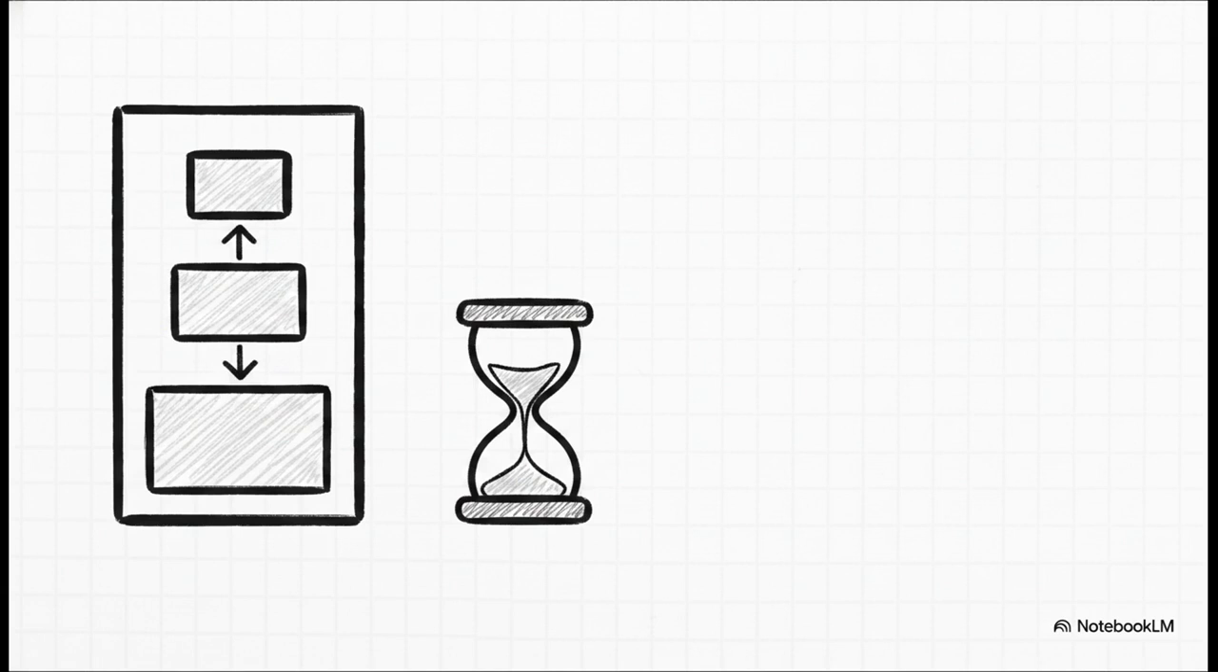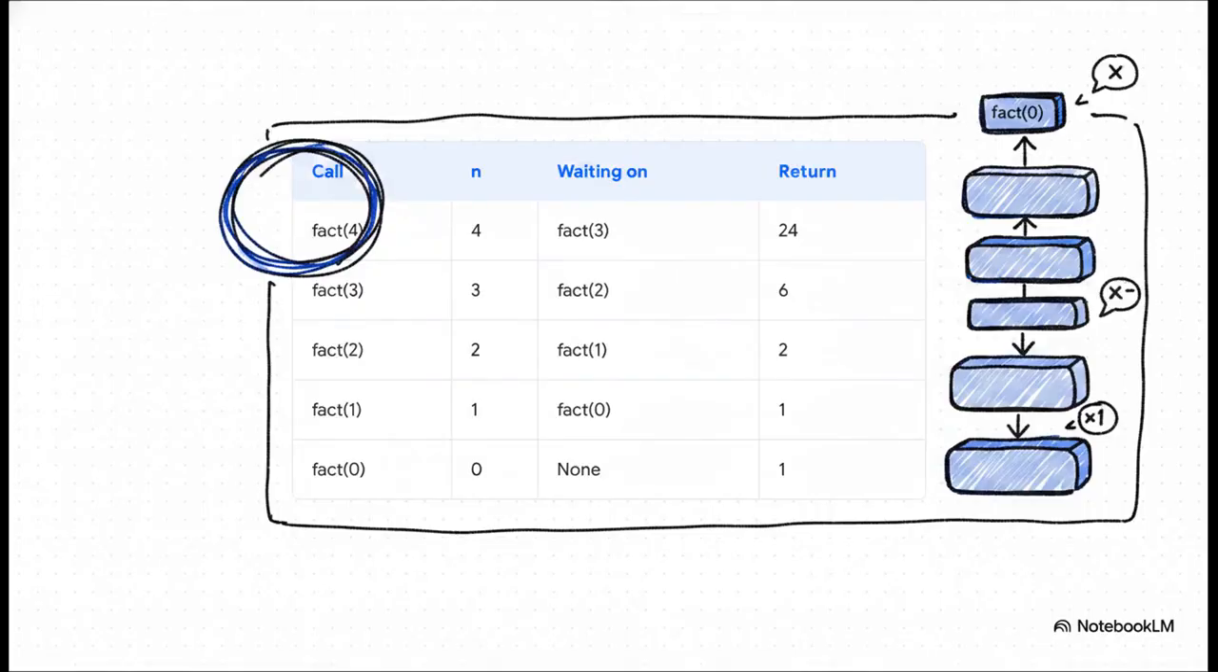Now remember the call stack we just talked about? If you call fact 4, it can't just give you the answer. It has to call fact 3 and sit there waiting for it. But fact 3 has to call fact 2. And wait, every single one of these calls generates a brand new activation record, stacking up in memory. Walk through this table with me. It's fascinating. See how fact 4 is stuck in the waiting on column? The stack just keeps piling these records higher and higher.